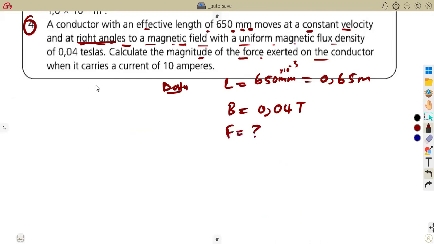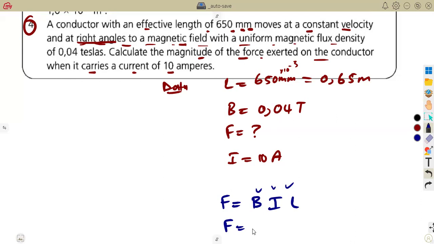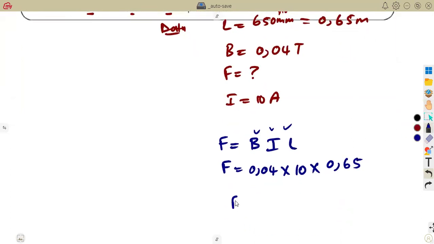They want you to calculate the force when it carries a current of 10 amperes. So this was just a direct question also. Just like the previous case at right angles, our force is going to be B times current times L. We just substitute: B, the magnetic flux density, is 0.04, times our current, 10 amps, times the length, 0.65. By multiplying these, you're going to obtain 0.26 newtons. Just like that.